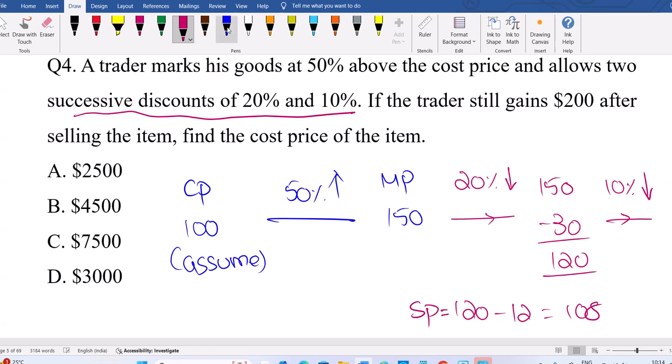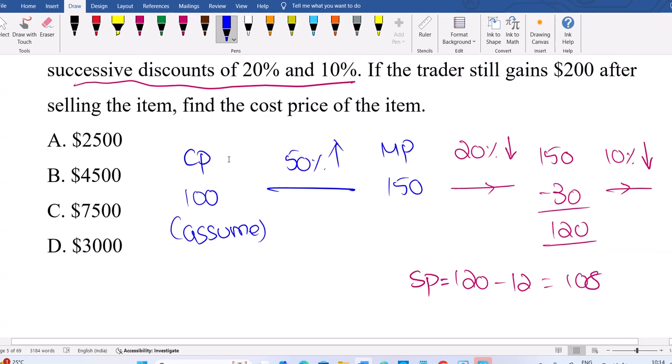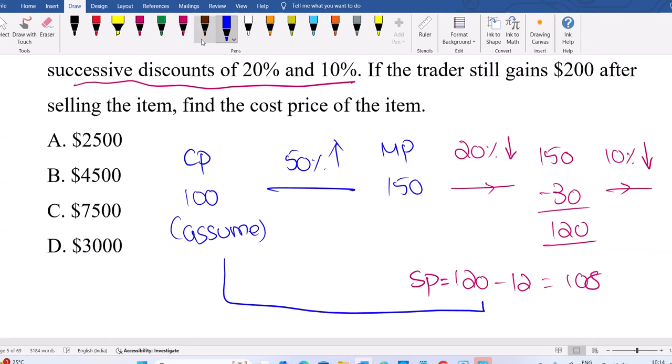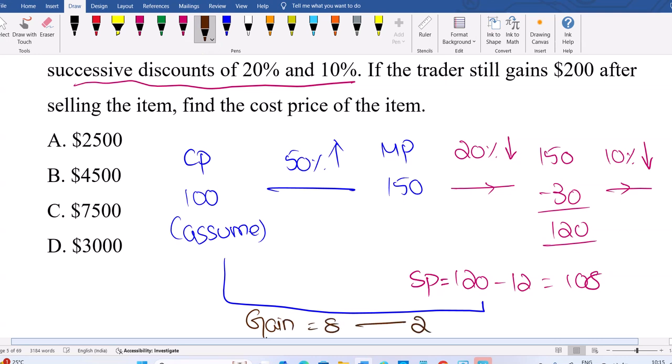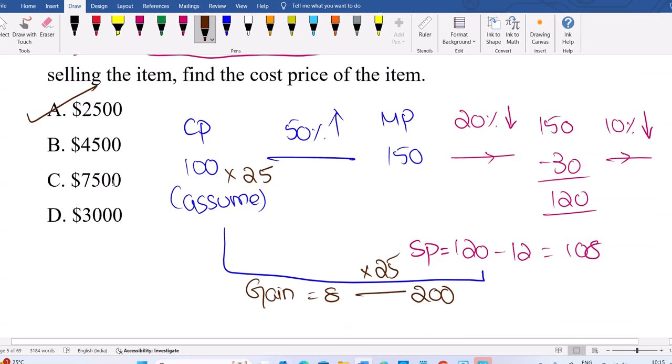See, cost price is 100, selling price is 108. Then I can claim the gain is nothing but how much here? Gain is 8 rupees. But in the question, what is the gain given? 200. So the relationship is 25. Here I have to multiply by 25 to correct my cost price. I'm not getting the gain given in the question, so I need to correct it. They gave in the question a gain of 200, but with my assumption I got only 8. The relationship between 8 and 200 is multiplied by 25. So cost price is 100 multiplied by 25. You get 2500. That's how you can do it without using any formula.